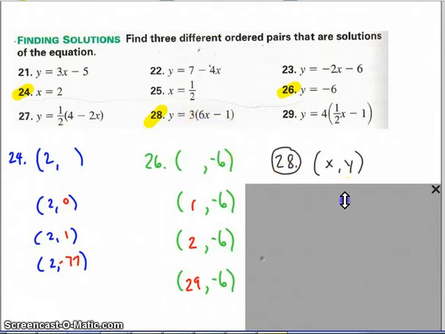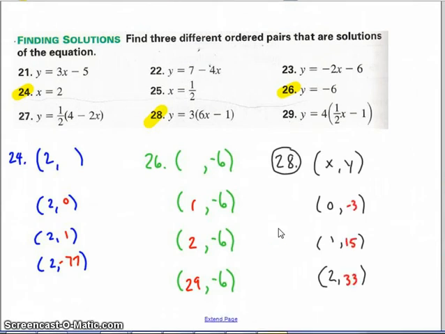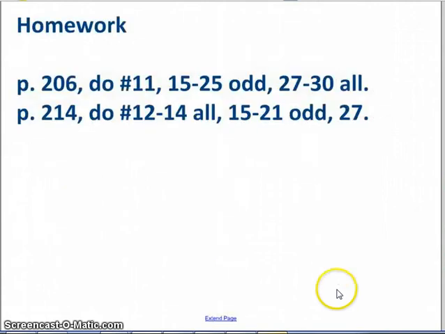Okay, I'm going to assume that you did that. It doesn't give you values for x or y, so you have to try values for x and y. And I just made up easy ones for x, 0, 1, and 2. When you put those in, I found those values for y. And there's your homework.